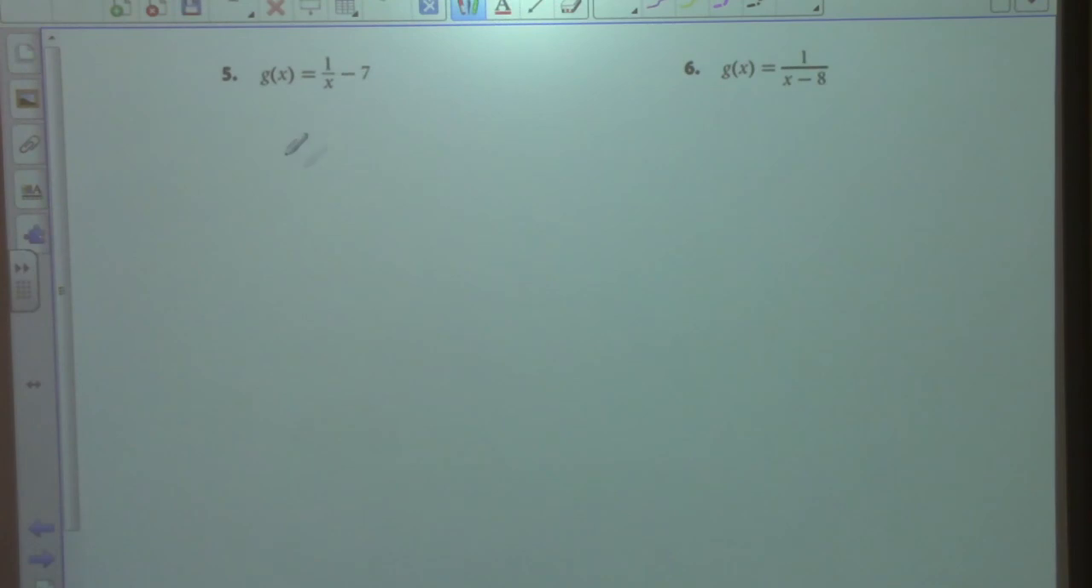I'll call somebody to do number 5. So that one's vertically stretched by a factor of 10? Yeah, by a factor of 10. What about number 7? I said reflected across the x-axis. That's fine. Hopefully I get yours.